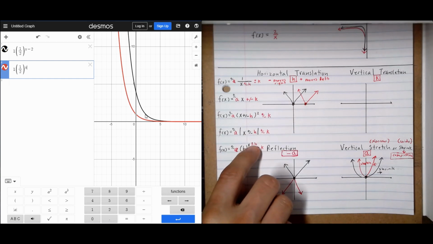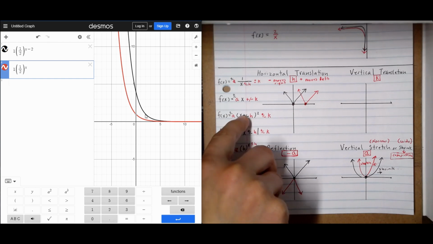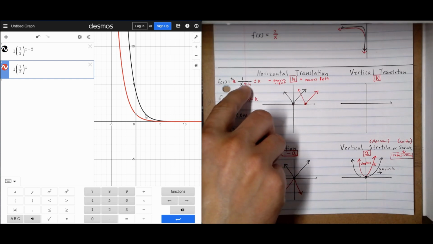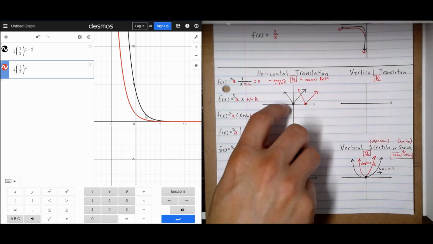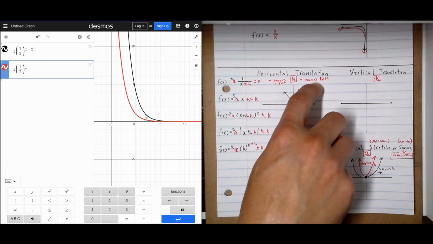So it doesn't matter if it's the exponent, or if it's inside of absolute value brackets, or if it's inside of parentheses, or if it's in the denominator. If you want it to move to the right, you simply will subtract from x. If you want it to move to the left, you will simply add to x.